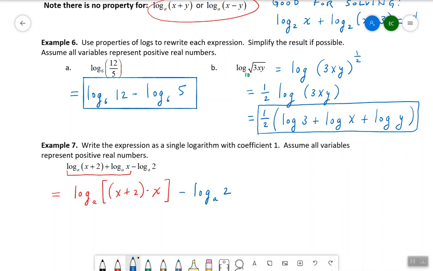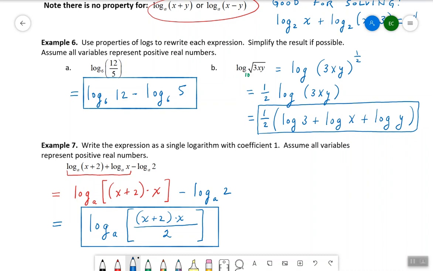And so now, what do you have? So now you have the difference of 2 logs. So 1 log minus another log, and so we know that we can rewrite that as the log of a quotient. So x plus 2 times x stays in the numerator, and 2 goes down to the denominator. Don't forget the base a. And again, if you want, you could put brackets around it, although that's not really necessary. Okay, and we're already done.